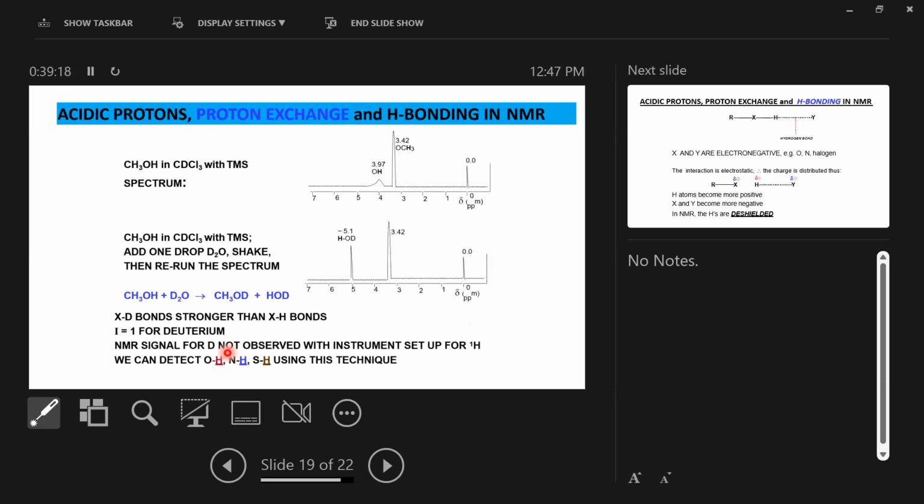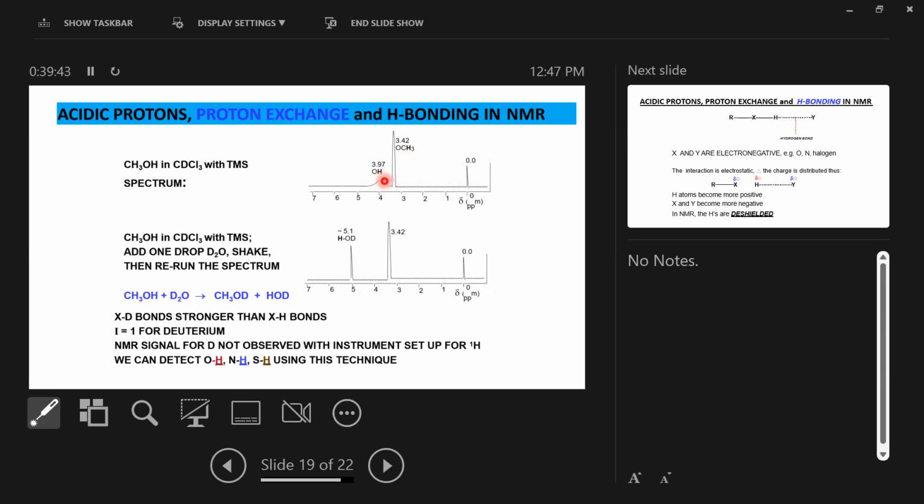So here's an example now. This is methanol in chloroform, CDCl3, where the D is deuterium, with TMS in the spectrum. The TMS would have been this. Now the 3.42 would have been the OCH3. Look at the OH, a broad singlet.